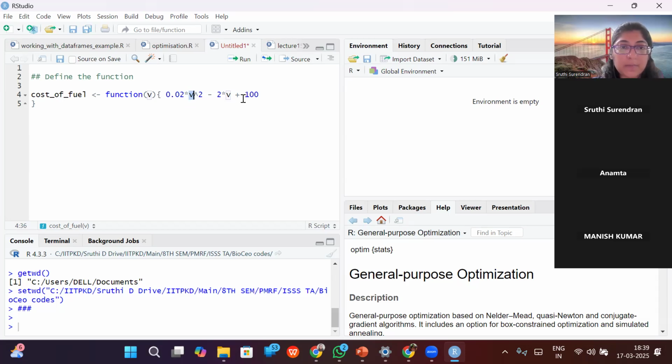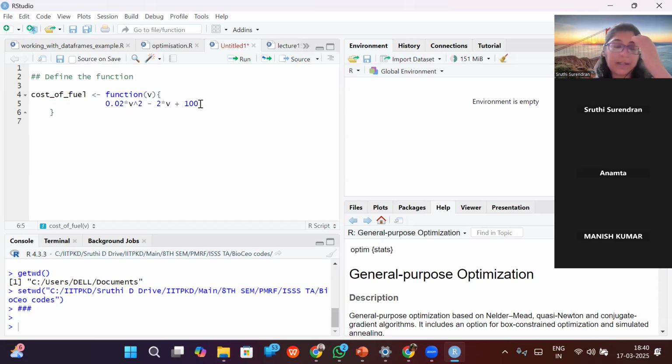Now, since we have opened this bracket, we also have to close this bracket. So we'll close it over here. Usually in R, when you open this bracket, you tend to write the function in the next line. It is not going to make any difference. And the bracket will be given in the next line.